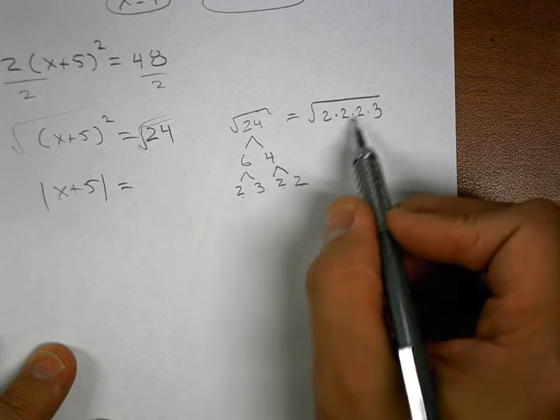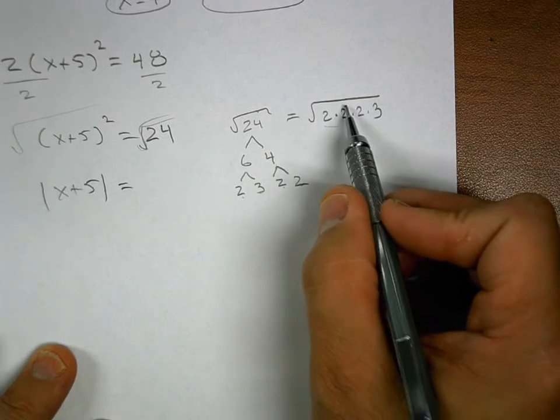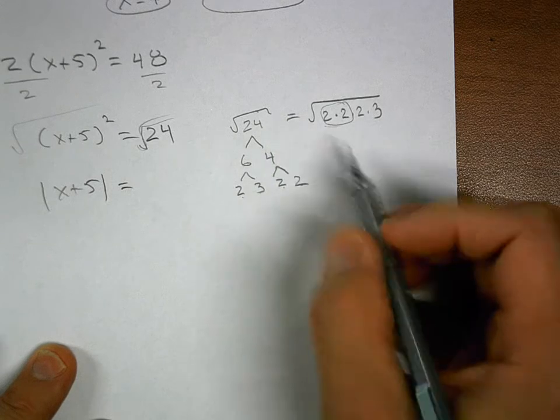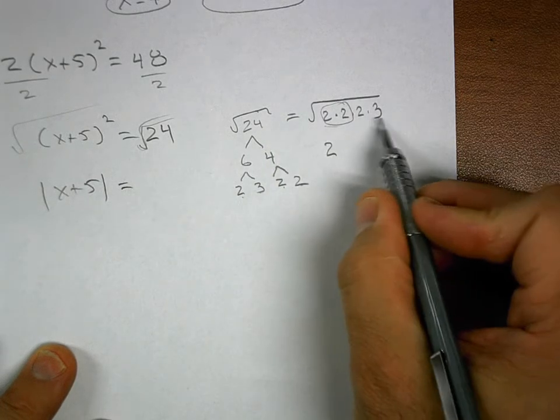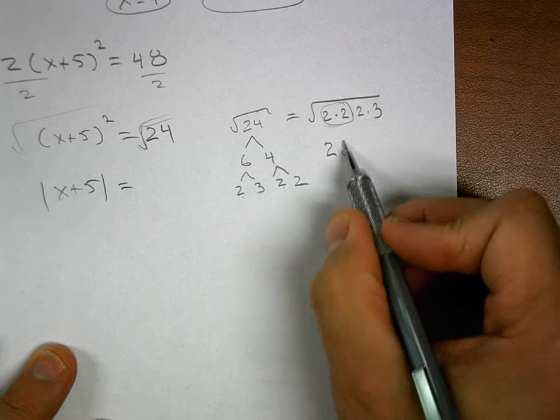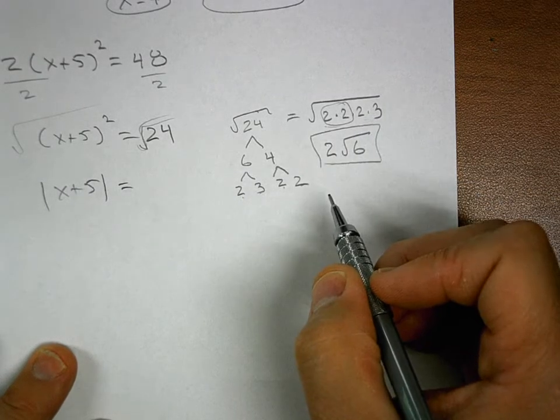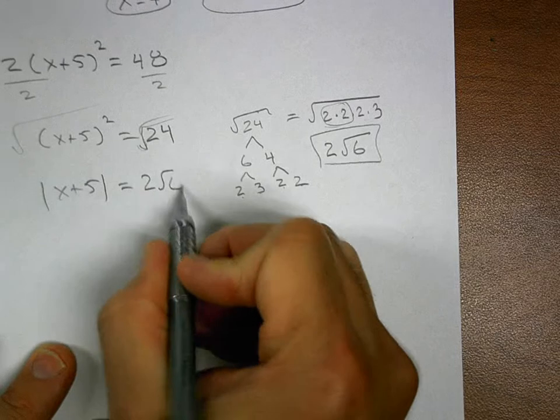For every pair, so circle every pair, you can take out 1. So for every 2, you can take out 1. So we can take out a 2. Is there any pair left? No, so we'll just call that 2 times 3, just put it back together. So 2 root 6. There we go. Okay, so this is 2 square roots of 6.